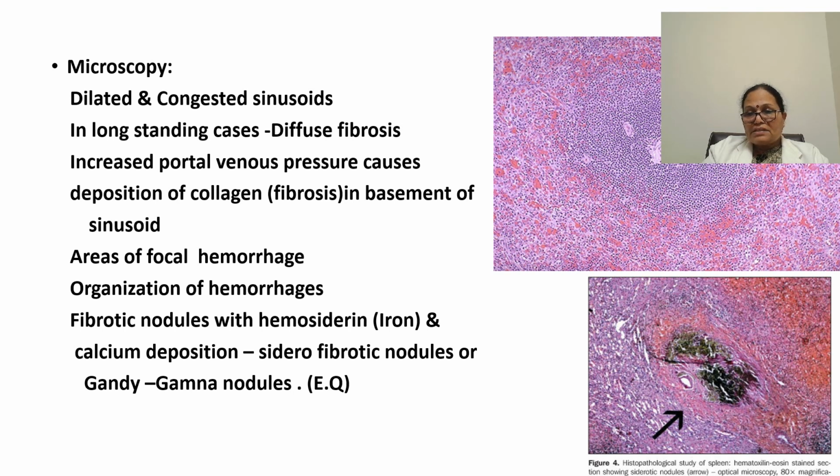So, these Gamna-Gandy bodies as such can come as a very short question for 3 marks. So suddenly if it comes, Gamna-Gandy, you don't get surprised. This is nothing but found in chronic venous congestion of the spleen. Because of organization of the hemorrhage, there are fibrotic nodules with hemosiderin and calcium deposition. Okay. This again is a special stain.